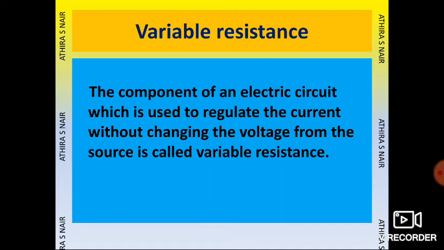Variable resistance. The component of an electric circuit which is used to regulate the current without changing the voltage from the source is called variable resistance.